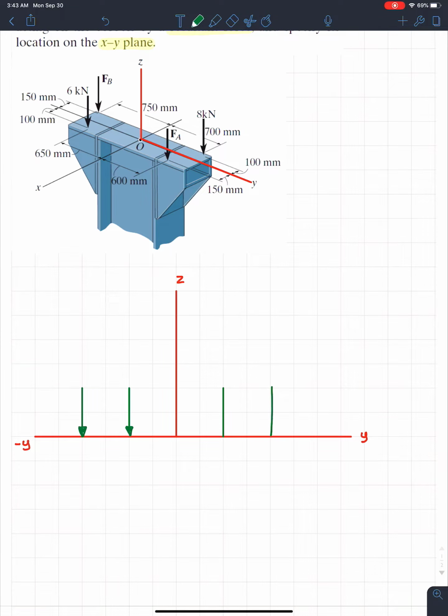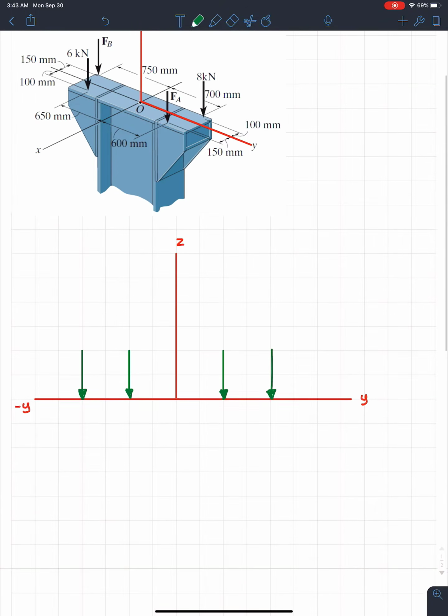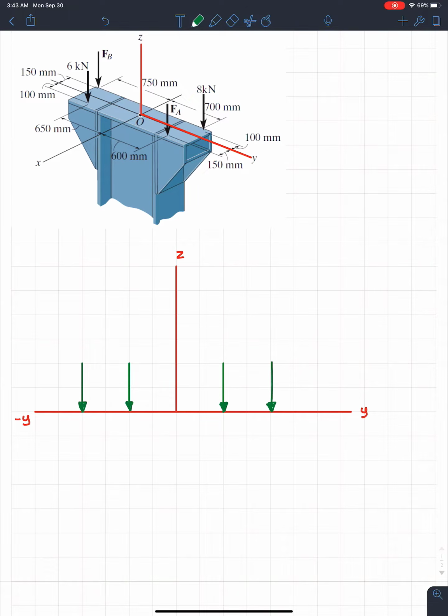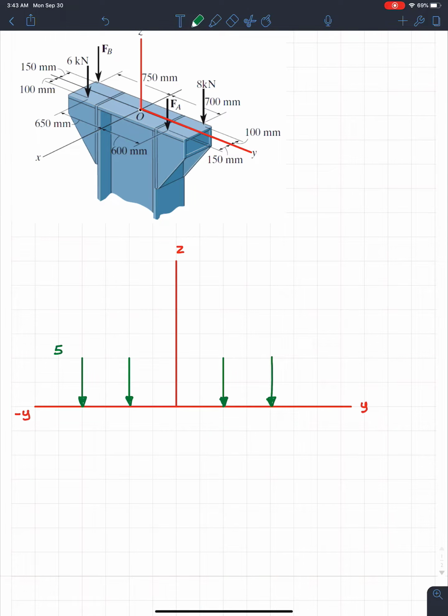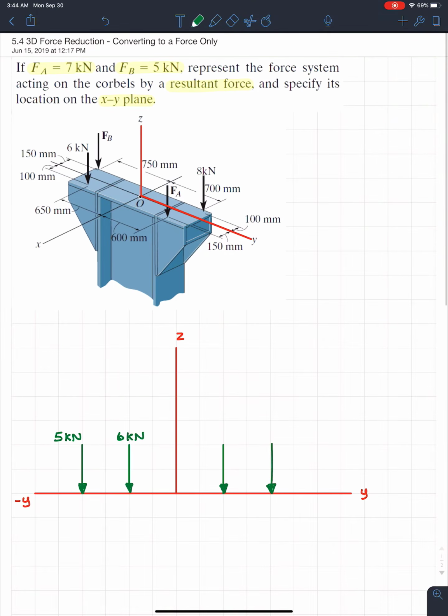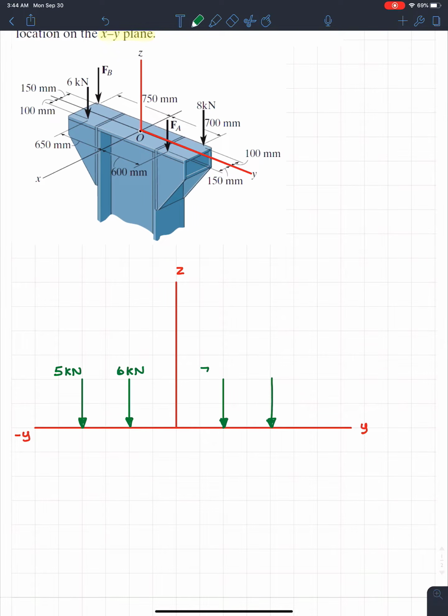So we have our 4 forces, and of course we need to label them, how much they are. Starting at the very, very left side, the furthest one away is FB, which we know is 5 kilonewtons. So I'm just going to put 5 kilonewtons, and that's followed by the 6 kilonewtons. And then moving on to the other side, the closest one to, I guess, y equals 0 is going to be FA, which is 7 kilonewtons. So we're just going to put 7 kilonewtons. And then the last one, of course, is going to be the 8 kilonewtons. And it just so happened to work out where it's 5, 6, 7, 8. So I guess that's just a coincidence.